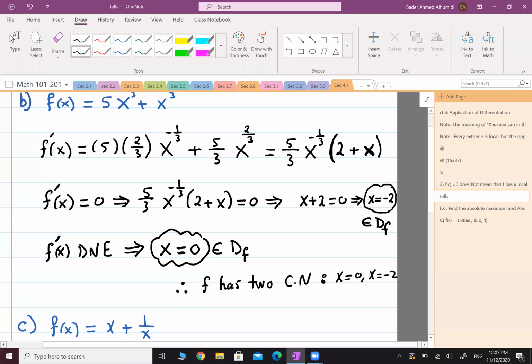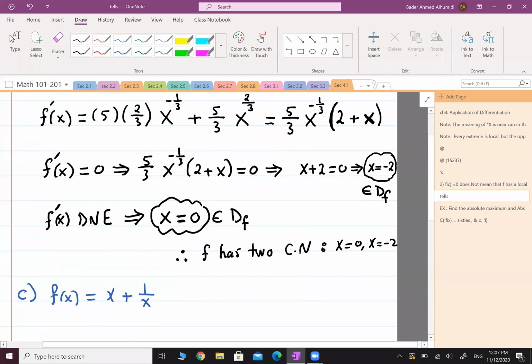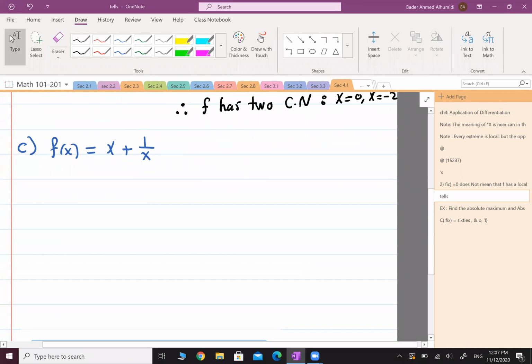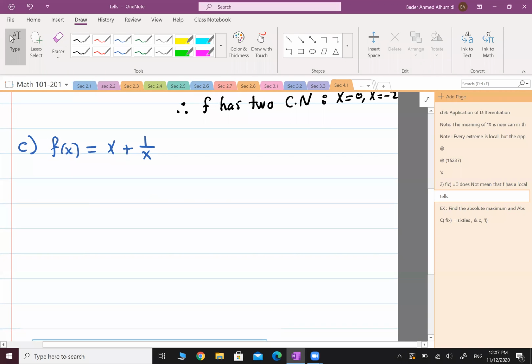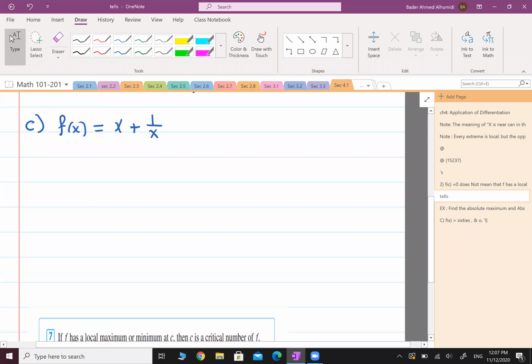Doctor, every time you tell us inside the domain, does that mean sometimes the number will be outside the domain? Yeah, that is usually the trick in the final. Sometimes they give you a function and you locate the points and you forget to check that these are inside the domain, and unfortunately maybe some of them or one of them will be outside the domain of the function. To address this point, let us find critical numbers of x plus 1 over x.